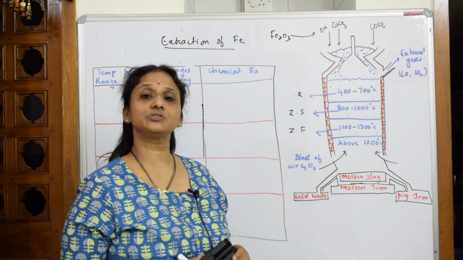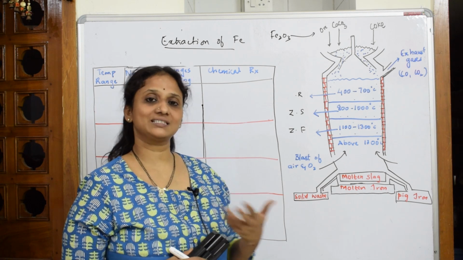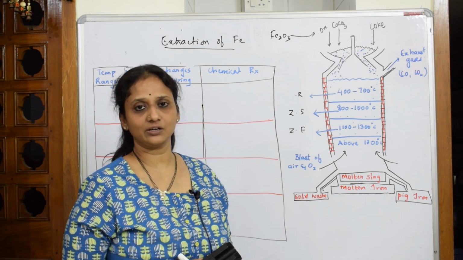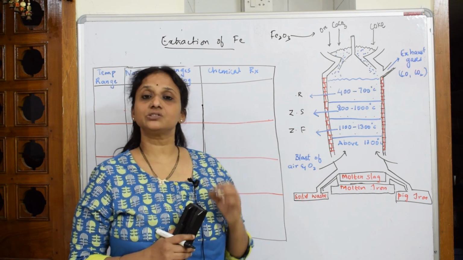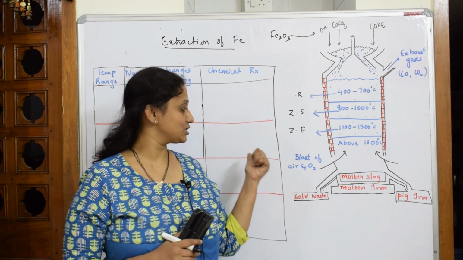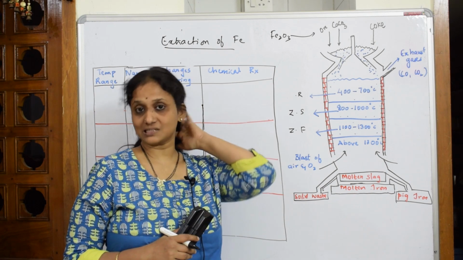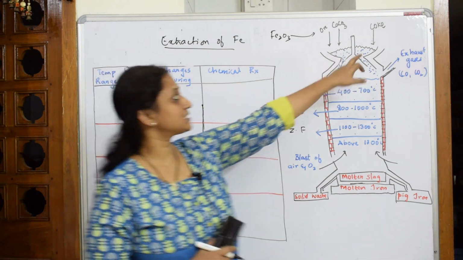Basically, the limestone is used to remove silica or the sand which is there along with your iron ore to form slag. So calcium carbonate, what is the role if they ask you? It is used to remove silica, where I'll show the reactions, in the form of slag. Right, now let us move on.